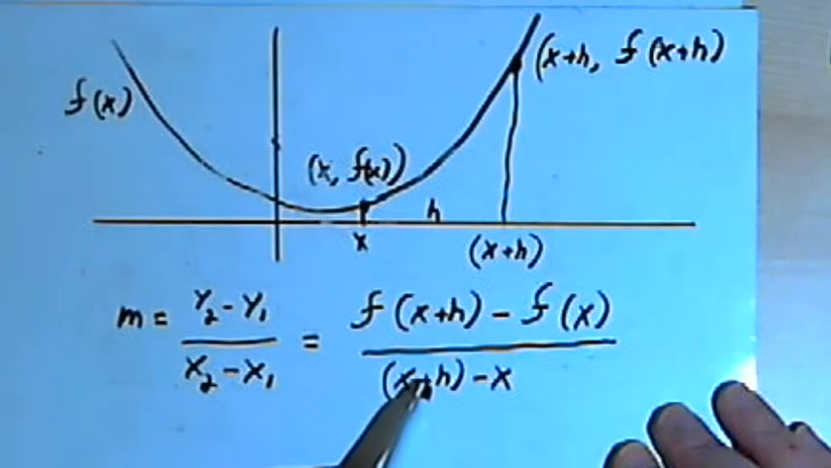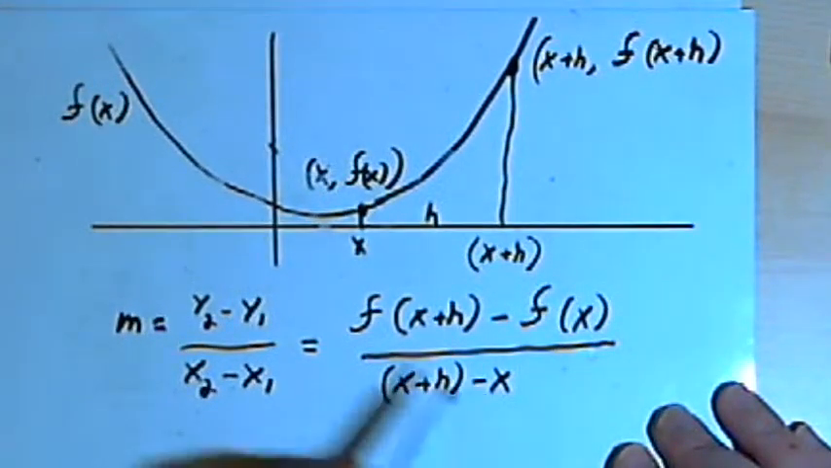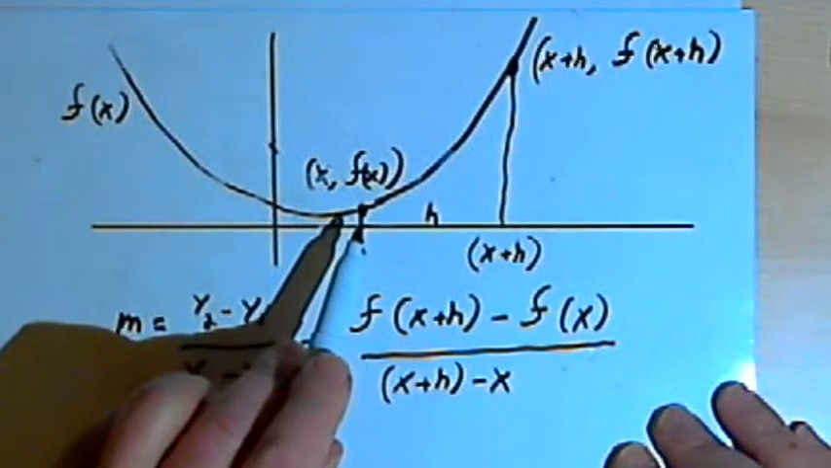So that's where this difference quotient comes in. We're going to use the difference quotient to find the slope at that point. Okay, now for a real problem to see how it works.